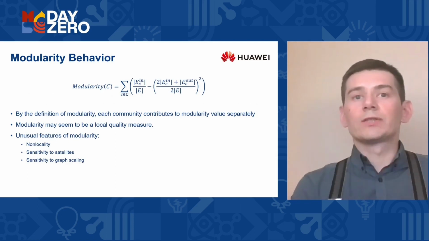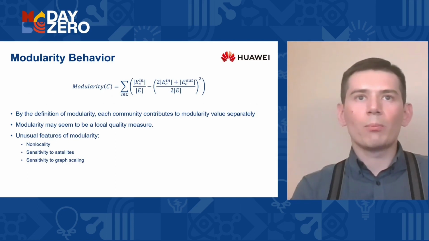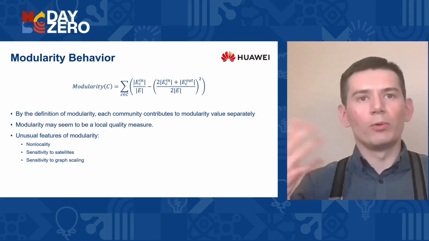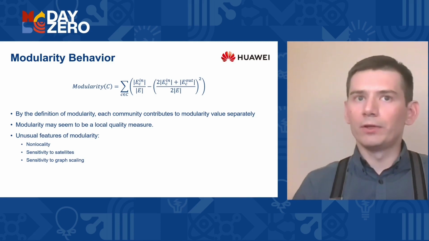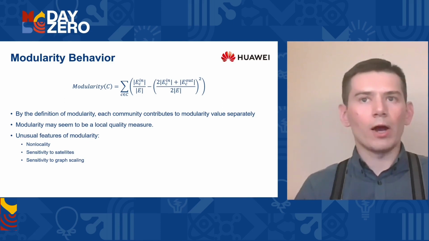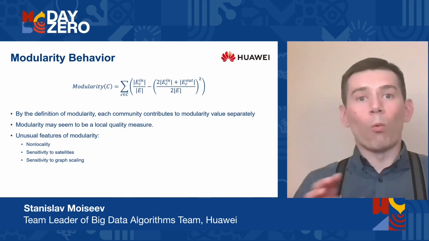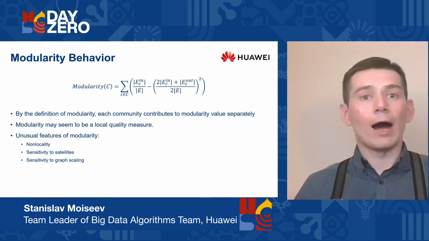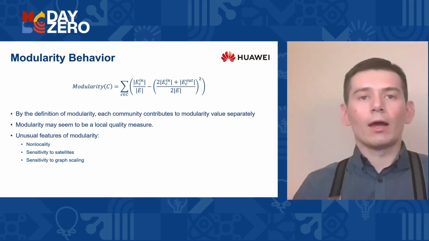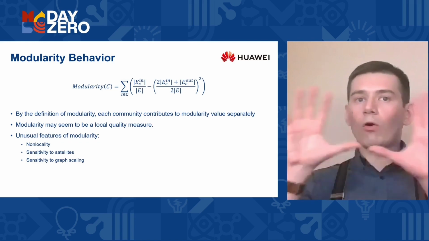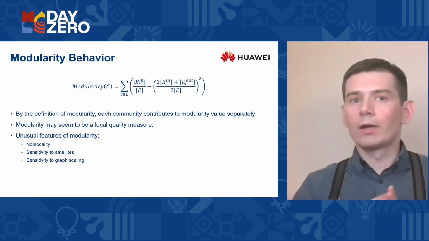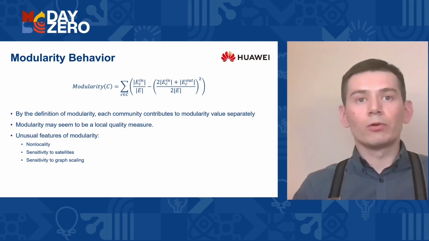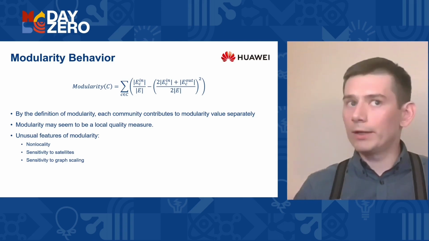So we have this formula of modularity, and from the very beginning, one can see that it has a summation over all communities. By this definition, each community contributes to the final score separately. So one may think that this is a local feature, a local score. However, it is not the case. Modularity is a global feature of the graph. You cannot optimize it locally.